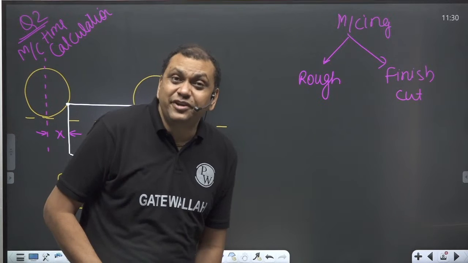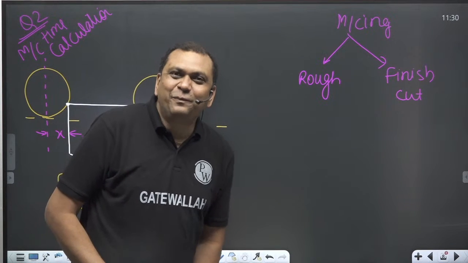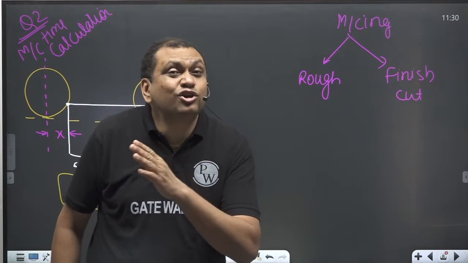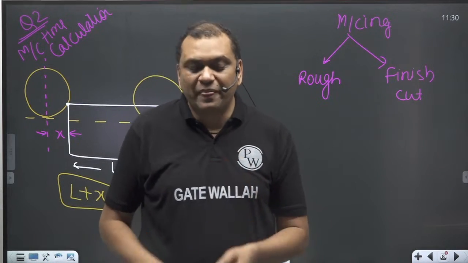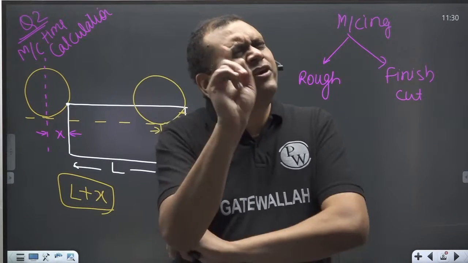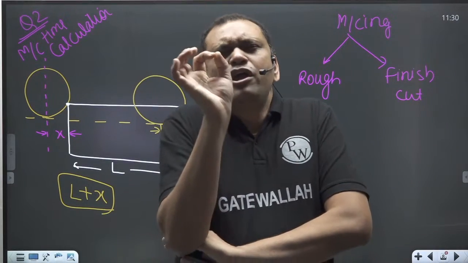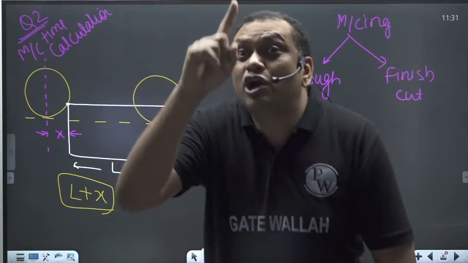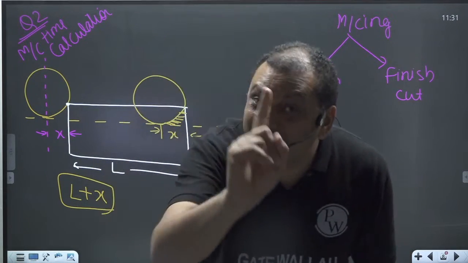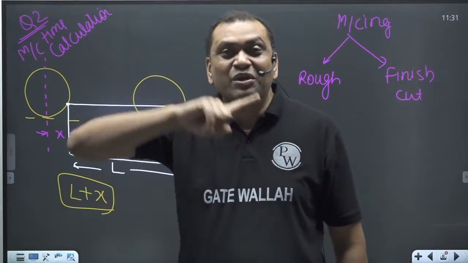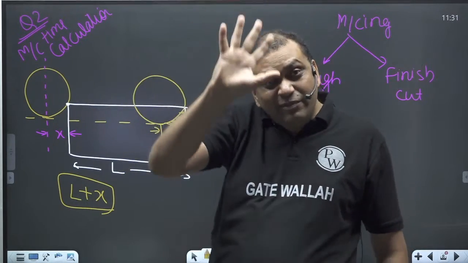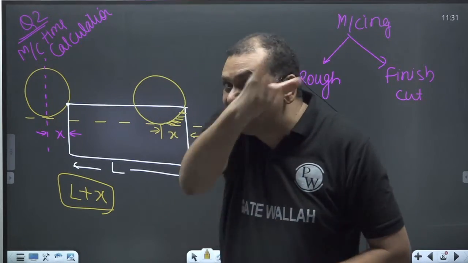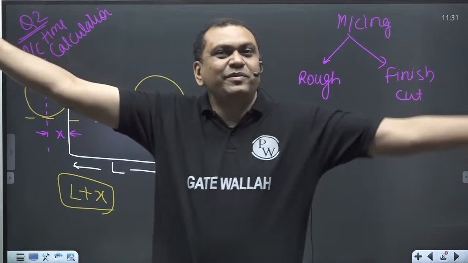But if it is a finish cut, the cutter should be completely out of the work. I mean, at the time of withdrawing, the cutter should not be in contact with the work, otherwise the surface finish will be spoiled. So it should be completely out.